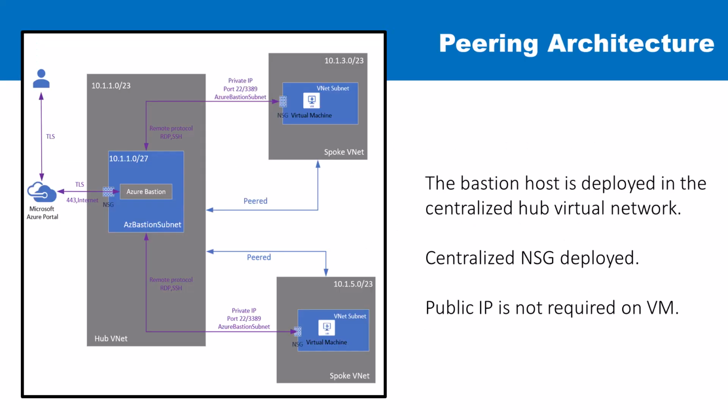In a typical hub and spoke architecture, the Bastion host is deployed in the centralized hub virtual network along with a centralized network security group. Moreover, a public IP is not required on the Azure VM in this setup.